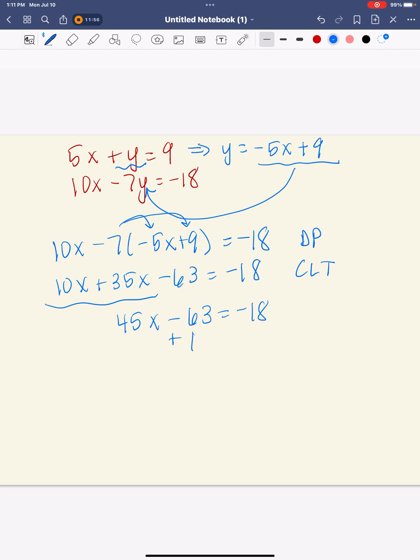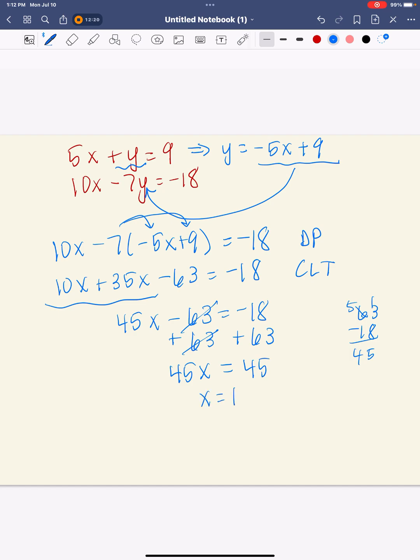So when I add that 63 over, I'm basically getting all my letters, or my x, to one side. And now we know we want to subtract. So 63 minus 18, we're going to borrow, make that a 13. And then 45 right here, positive. And then when we divide, x will equal 1.